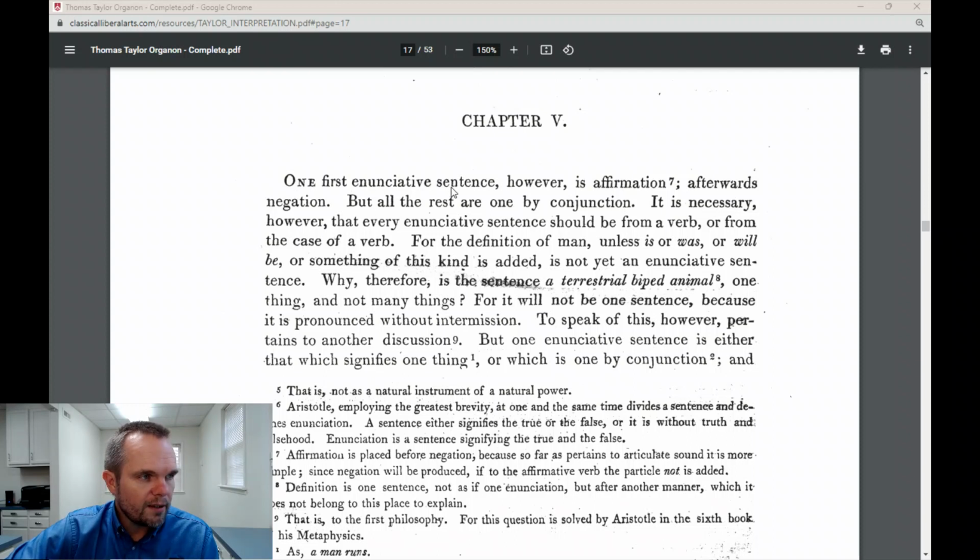One first enunciative sentence is affirmation, afterwards negation. Those are the two kinds of simple enunciation. All the rest are one by conjunction. Those are composite enunciations. He then gets into a discussion and says, but this is for a different study, this is for a different discussion, namely metaphysics.